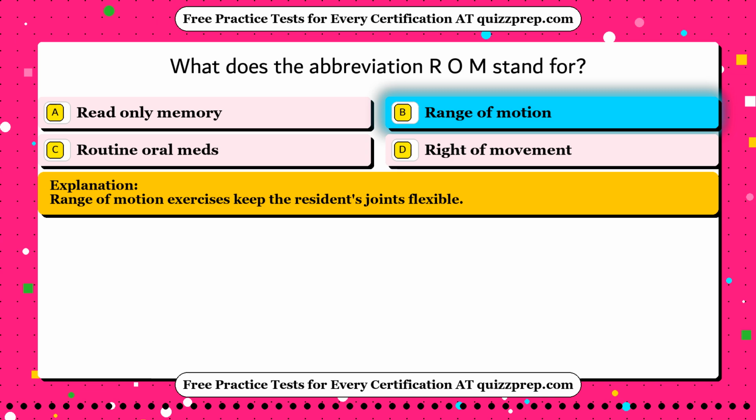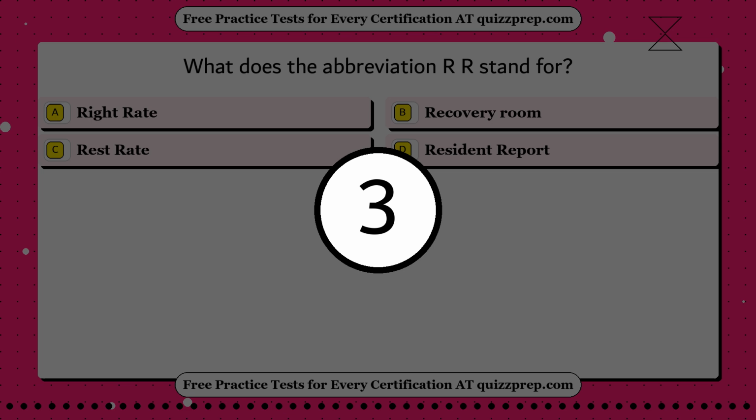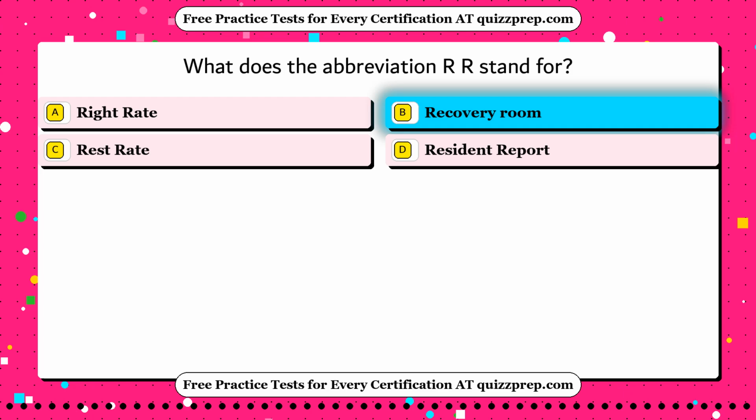Range of motion exercises keep the resident's joints flexible. Question 110. What does the abbreviation RR stand for? Option A, right rate. Option B, recovery room. Option C, rest rate. Option D, resident report. The correct answer is option B, recovery room.